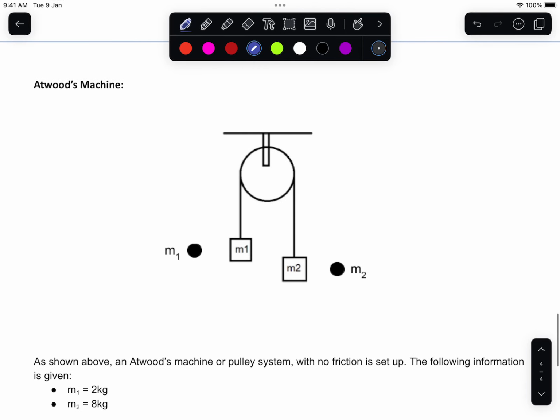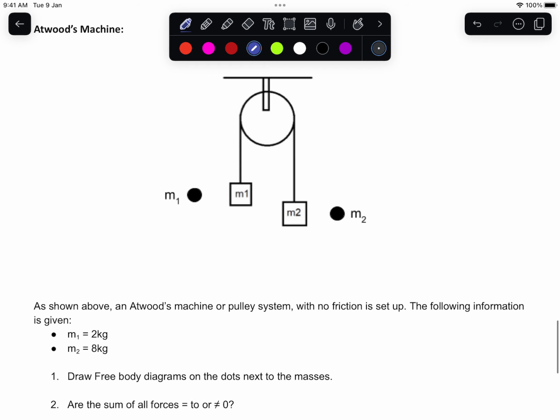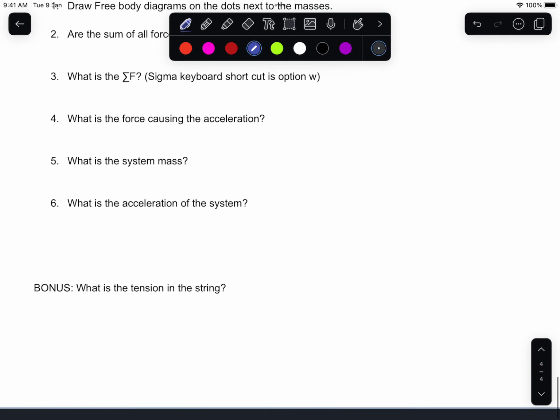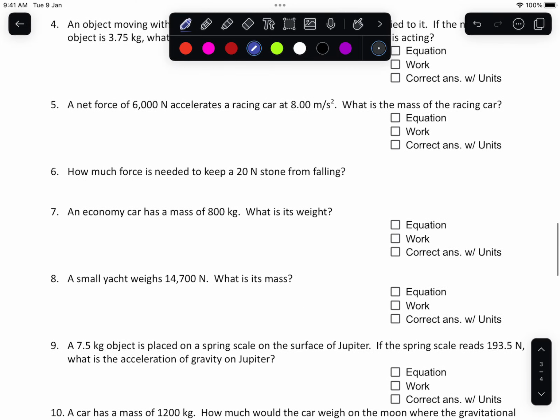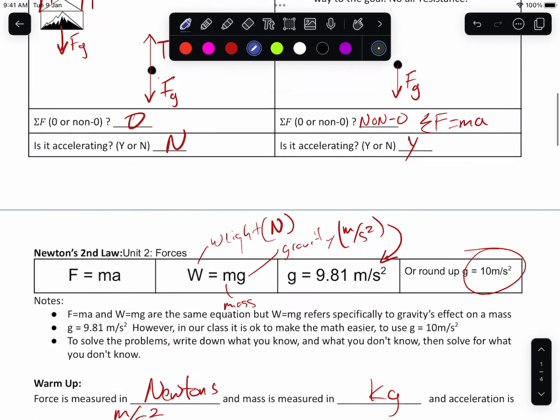For the Atwood's machine, I want you to try this one on your own based on what I showed you during the 3.1 definitions and equations. That's all I'm going to put in the video. However, I will fill out this answer sheet for the rest of these. Hopefully that gets you started, and good luck.